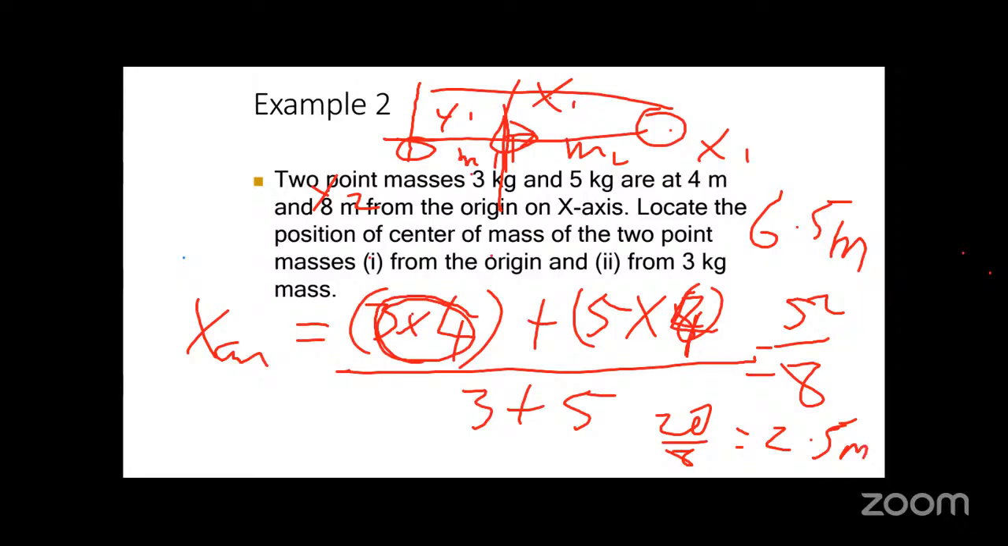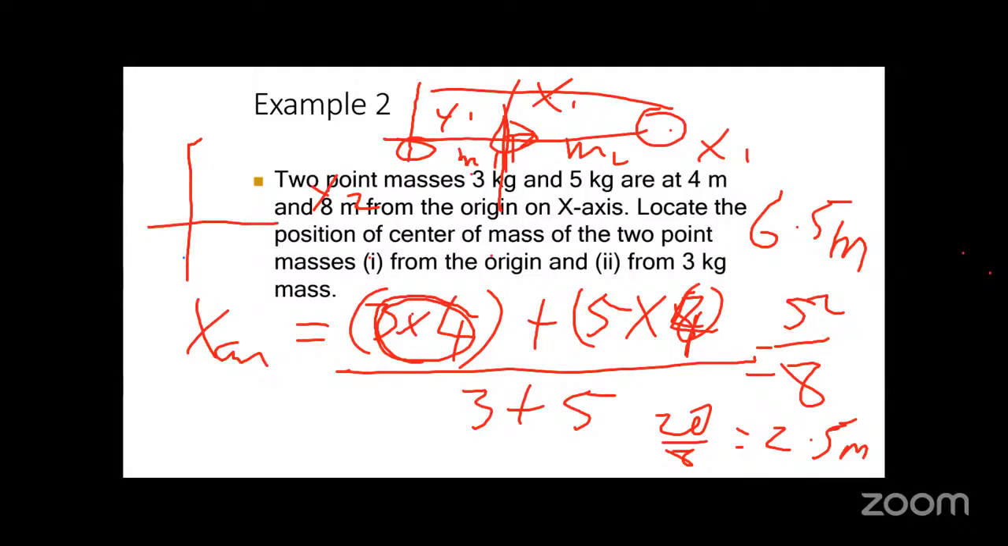Sir, I don't understand though. Please come again. The first one says from the origin, isn't it? Mm-hmm. The second one says from 3 kg. So 3 kg means that where the 3 kg mass is becomes your origin. You remember someone asked me a question, and I used this to illustrate. Yes, sir.